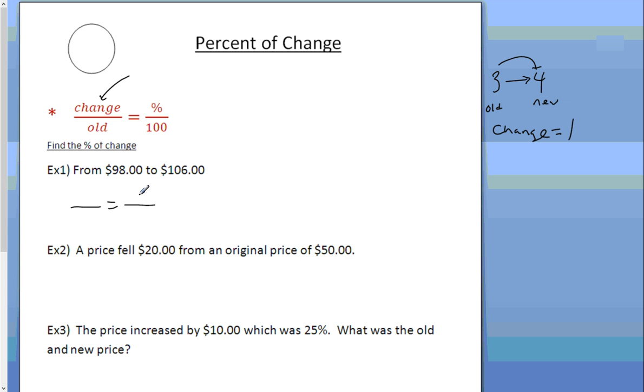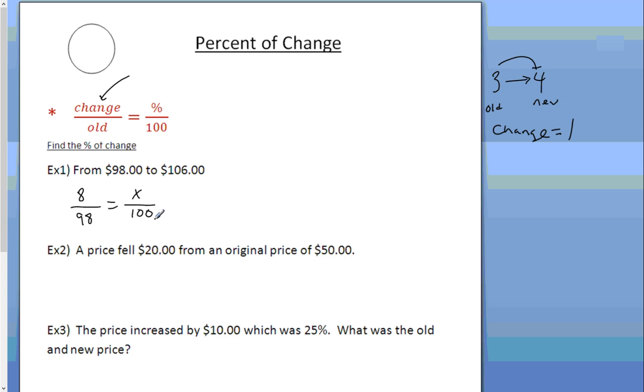All right, we're trying to find the percent, so it's going to be x over 100. Right? What was the old price? Well, it started off at $98. I do not put 106 here. What I put here is how much did the price change by? Well, if it went from $98 to $106, it changed by $8. So there you have it.